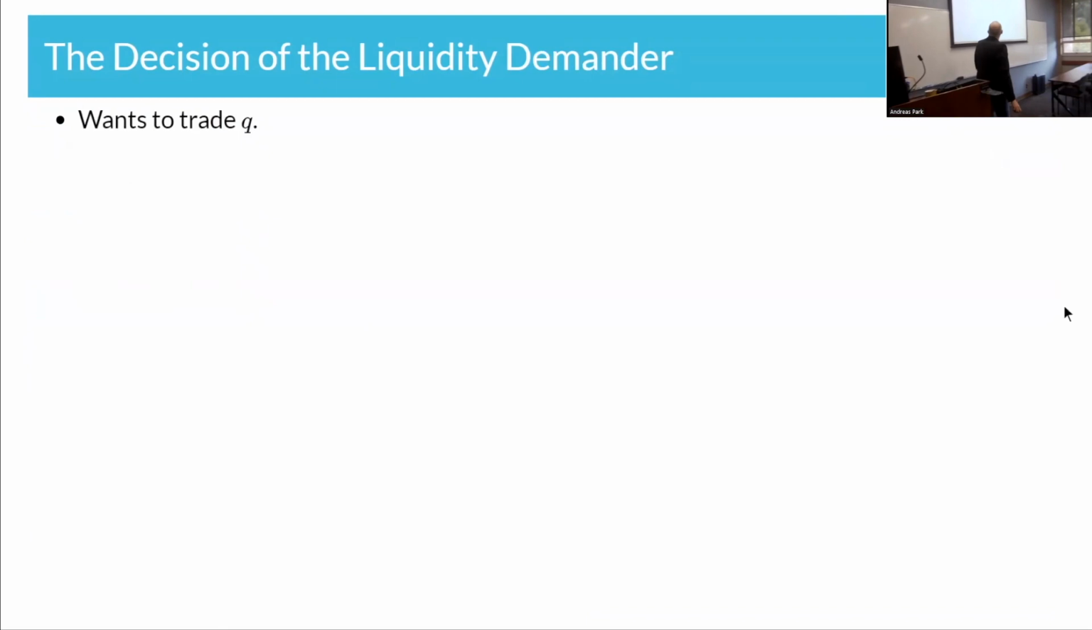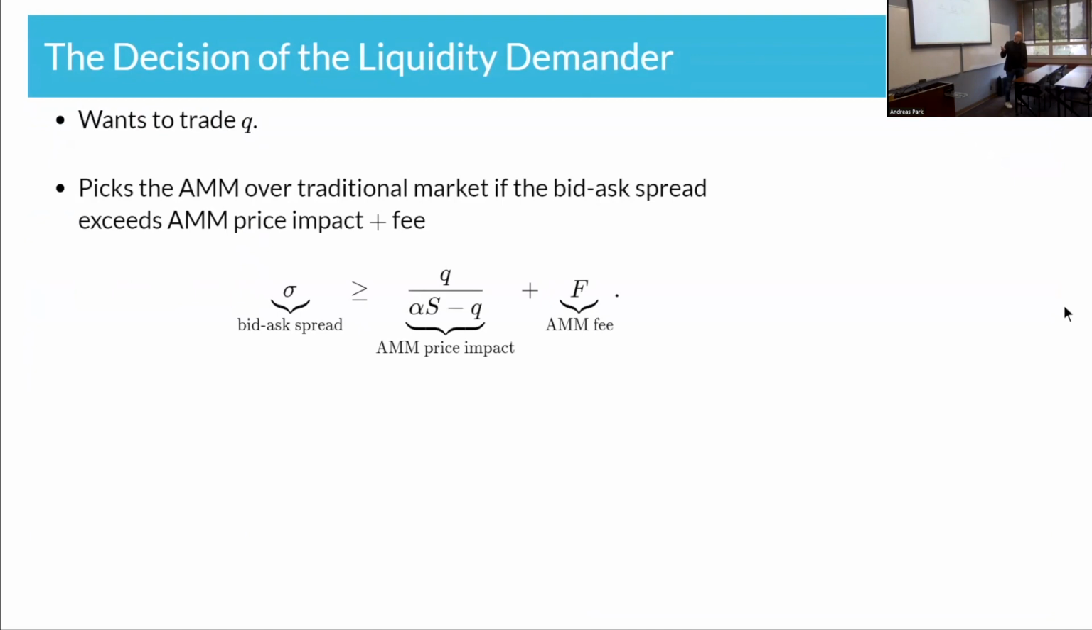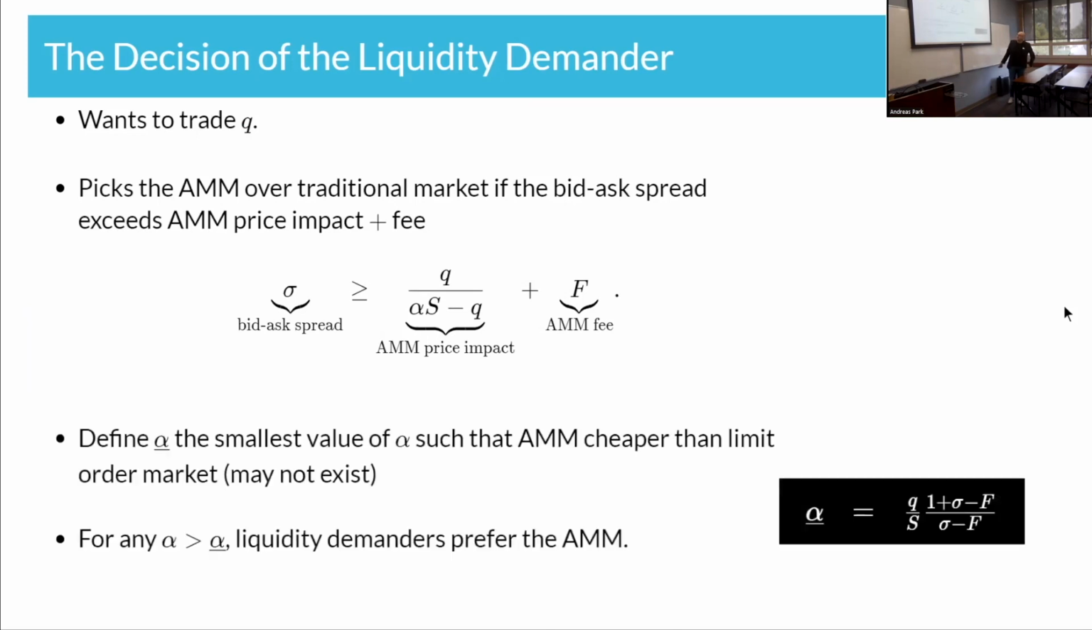All right, okay, good. So now let's talk about the liquidity demander for a second. Say there's a liquidity demander who wants to trade a particular quantity. When would this person want to pick the AMM? Well, they have two choices. You compare the existing market to an AMM. In the existing market, for their quantity, they have to pay the bid-ask spread. In the AMM, they have to face a price impact, or again a bid-ask spread if you want, and they have to pay a fee. So now we can define, this is a much simpler problem, a lower bound alpha bar.